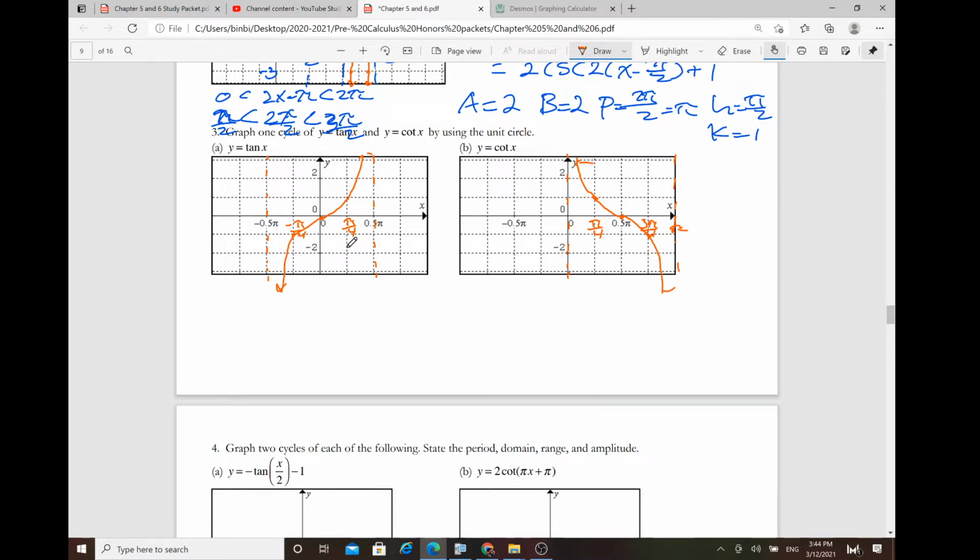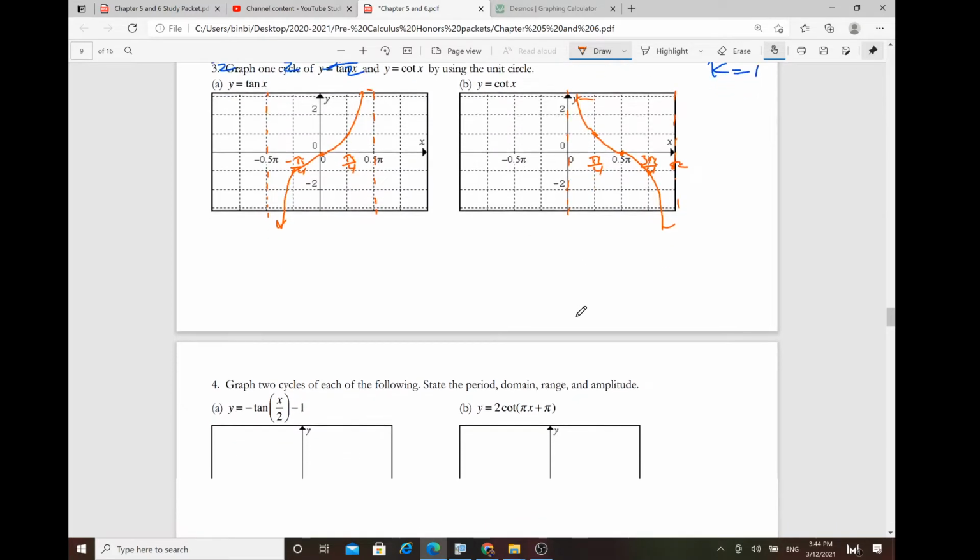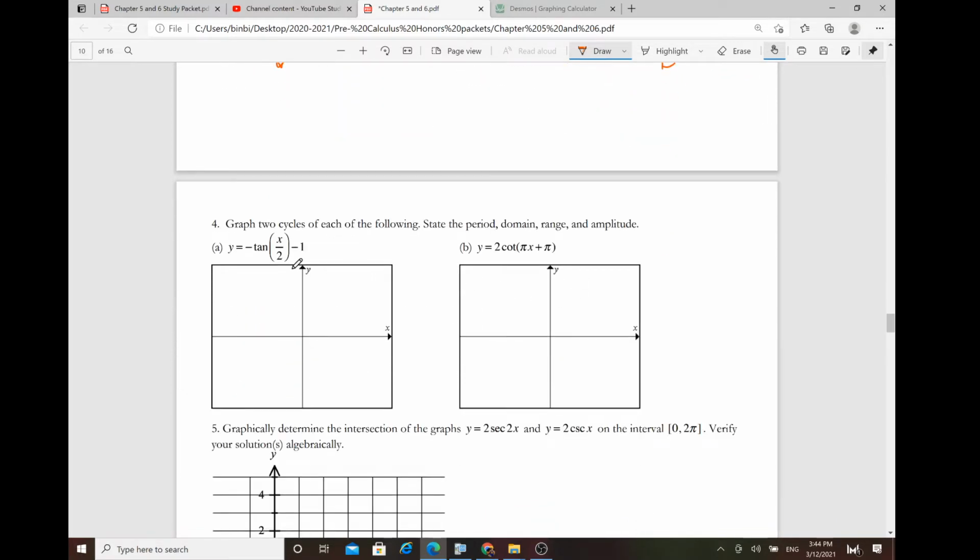There's no need to state the domain and range, so that one is fine. And now graph two cycles of each of the following. State the period, domain, range, and amplitude. Well, basically for the tangent and cotangent, there's no amplitude. There's no need to worry about that one. And then what we need to do here is just find the period. The way to find the period is pi over 1/2, so that would be 2 pi.